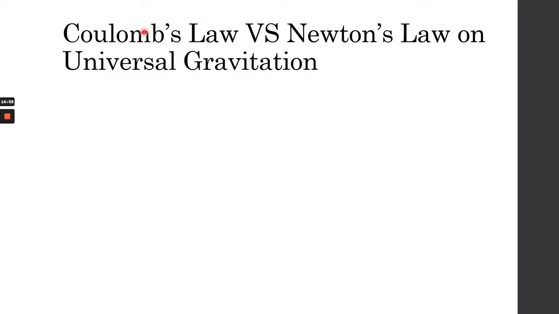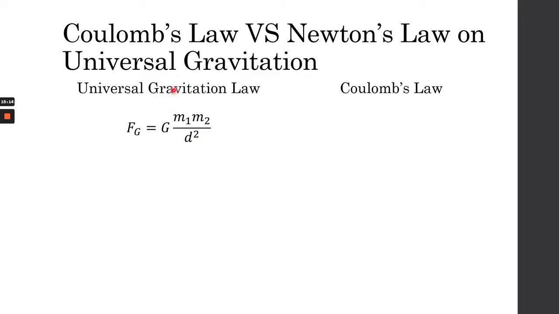So meaning Coulomb's law, we can use it for very minute objects, very small objects, and Newton's law is what we use for very massive objects. So you can think of it, they should be different, right? But in reality, if you look at them, they're actually not very different, because this is the equation for the universal gravitation law.